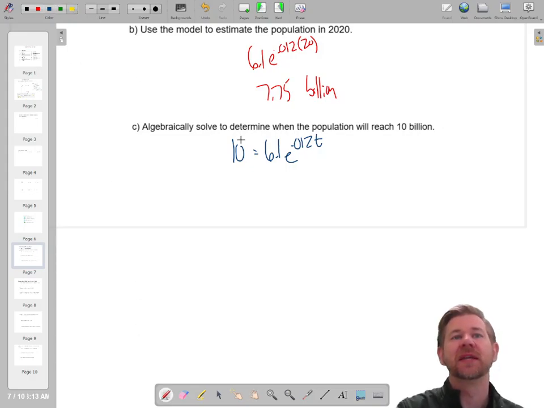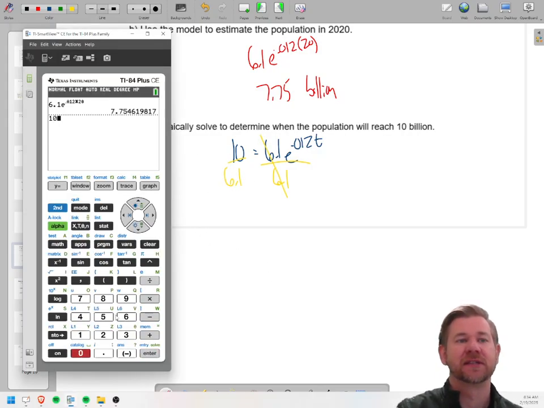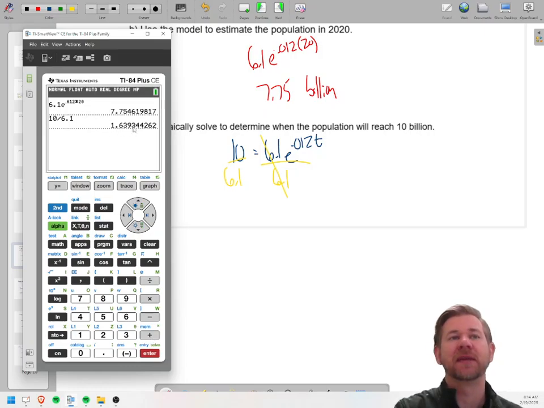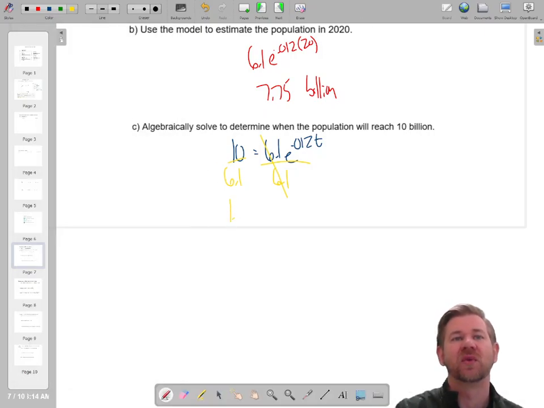So just like we've been doing, the first thing we need to do is isolate the exponential in this problem. And now we've got this decimal, 10 divided by 6.1. Now, I don't want to round anything. I'm going to leave that. I'm going to keep all those decimals in my calculator, but when I write my steps, I'll just say 1.64 equals e to the 0.012t.